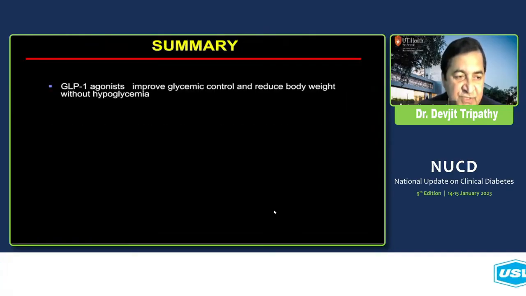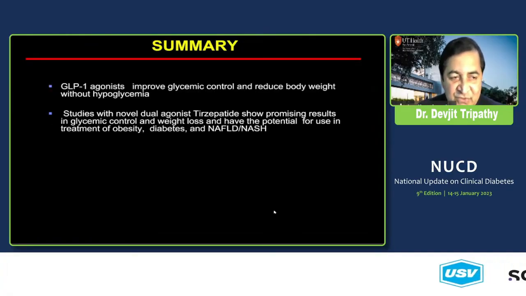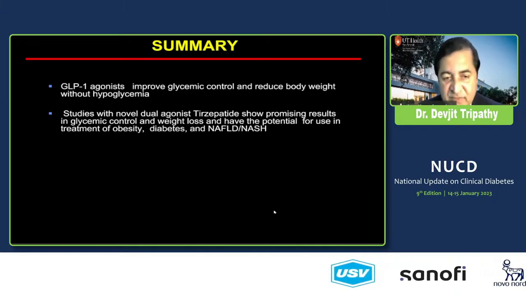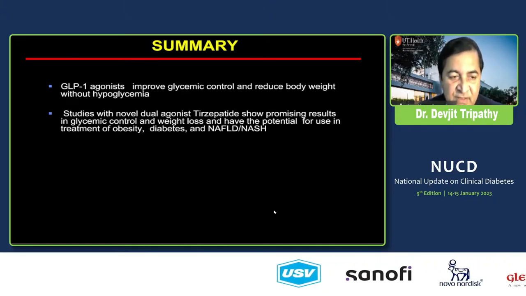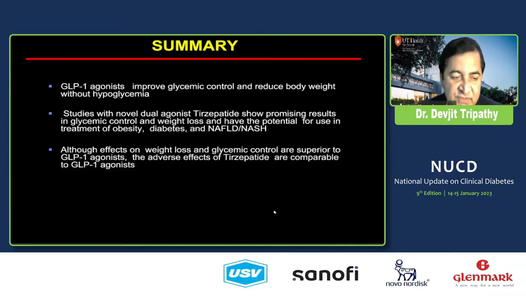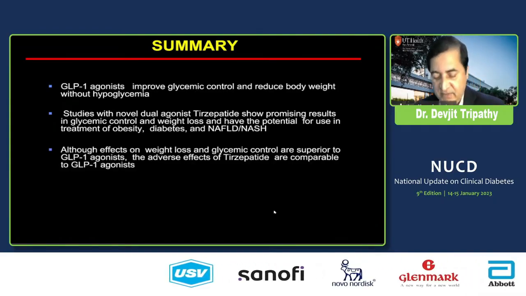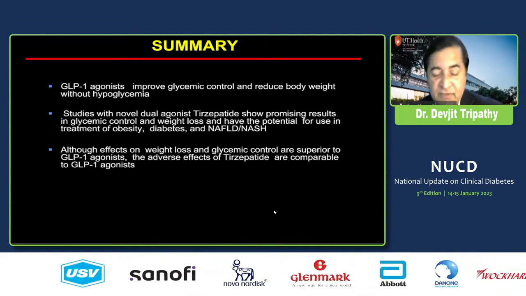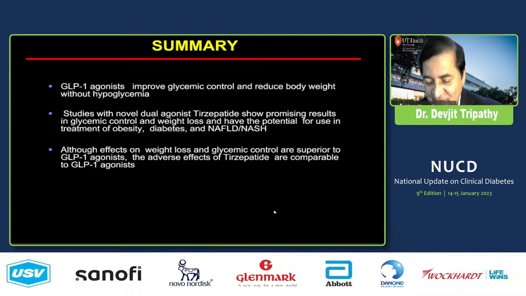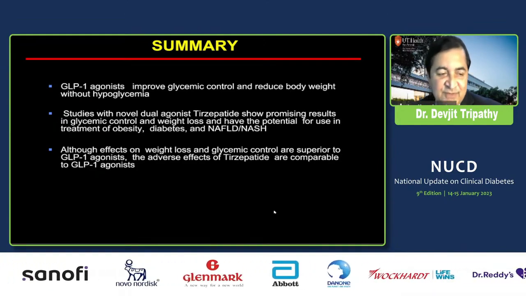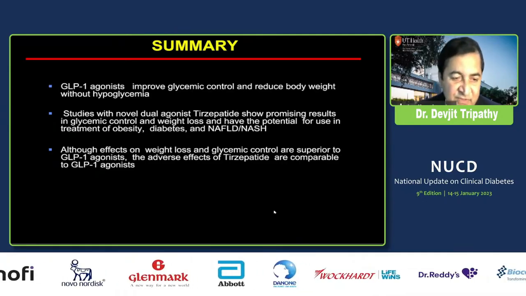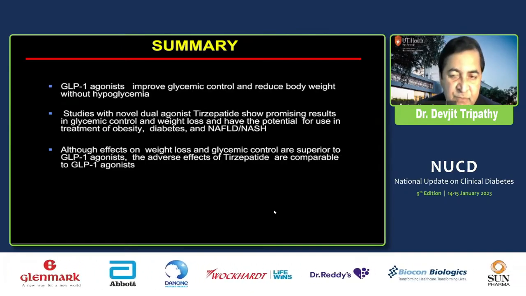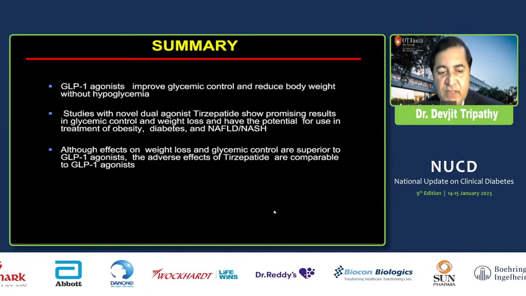So to summarize, GLP-1 agonists improve glycemic control and reduce body weight, and tirzepatide does not cause hypoglycemia per se. There are promising results in both glycemic control and weight loss, and potential for use in NAFLD and NASH. We also saw type 1 diabetes studies earlier. They're actually doing some studies in type 1 diabetes too. We do not know the results. And they're superior to other GLP-1 agonists.